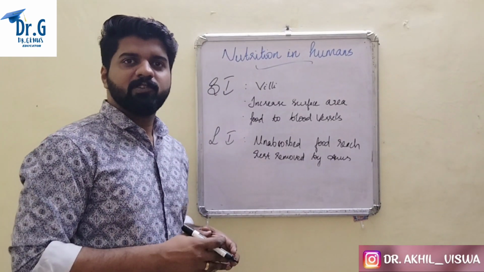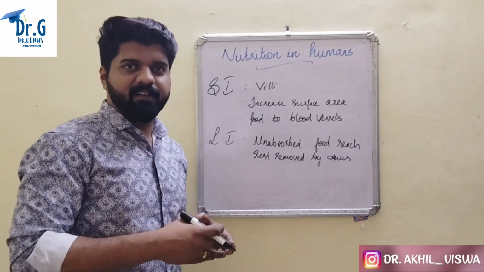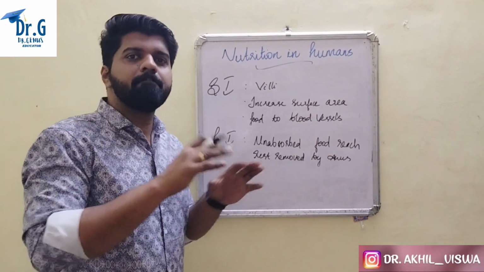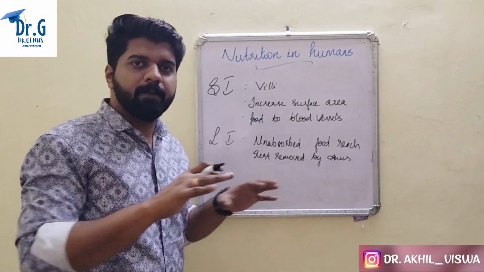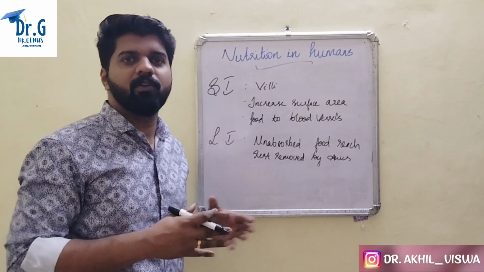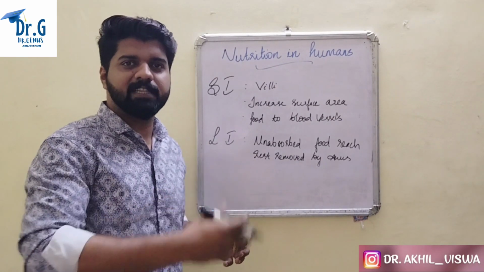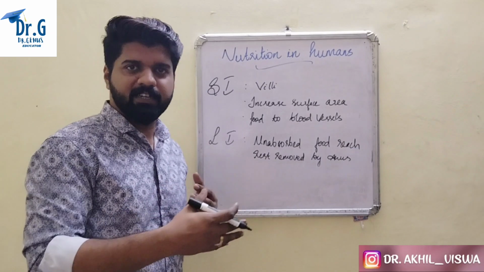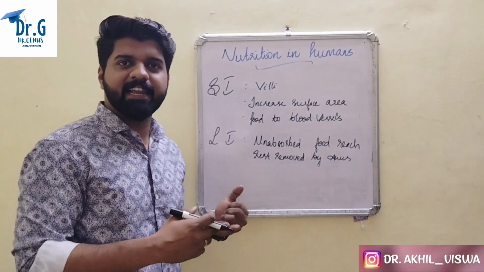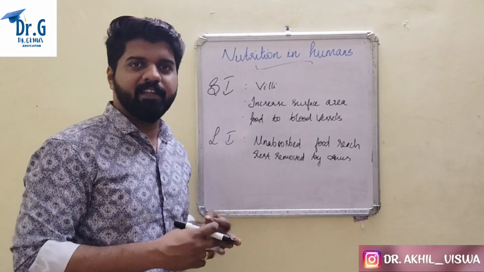So the next organ is called the small intestine. We have already told that in the small intestine the complete digestion, the complete degradation, will happen. And we have seen different types of glands and organs which help the small intestine to degrade the food materials, like the liver, pancreas, gallbladder, etc.